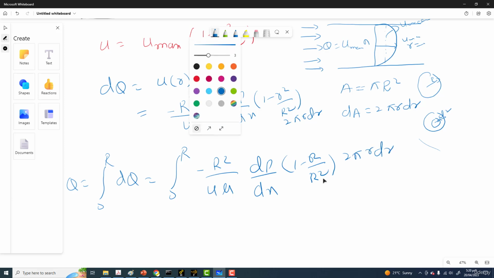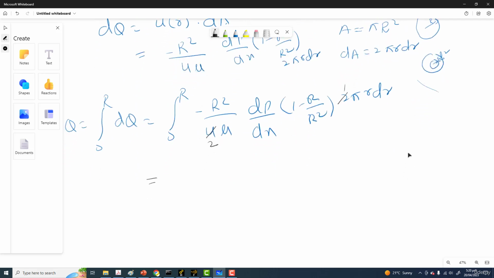So let me change my pen color. Now we can see that this thing is over here, so I can take out something common from here. We have the 2, we can cancel out. This is 2, and the remaining things will be here. So outside I can take out minus r square upon 2 and also pi.